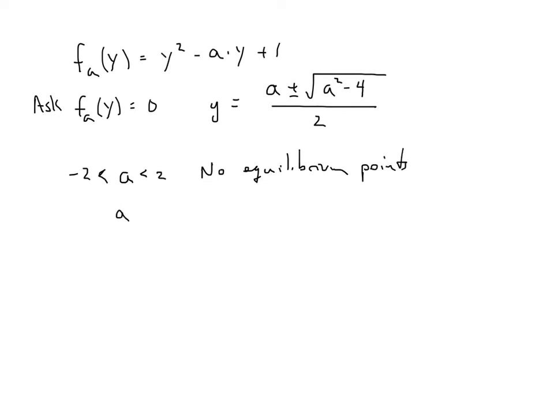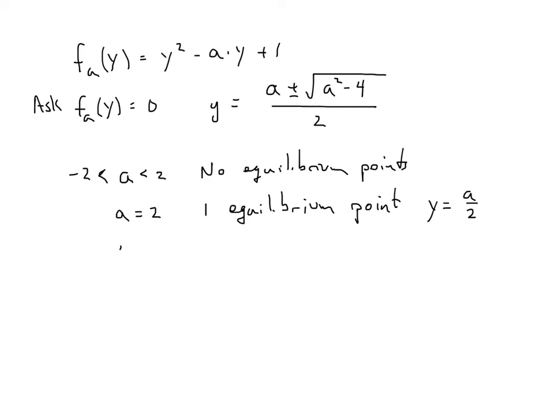If A is equal to 2, then under the square root sign I have a 0, and I have one equilibrium point when y is equal to A over 2. And this equilibrium point, I'd have to do some analysis to realize that that's a node, but just notice how the numbers change.